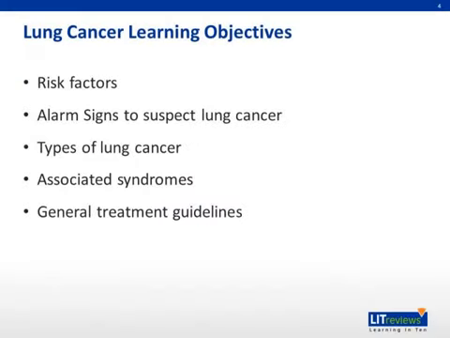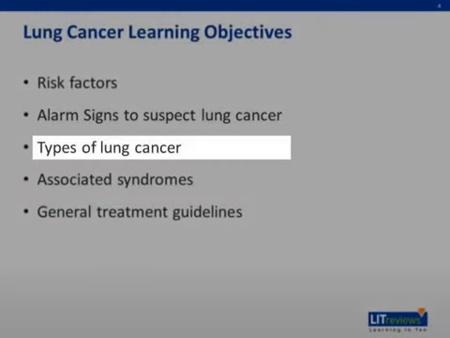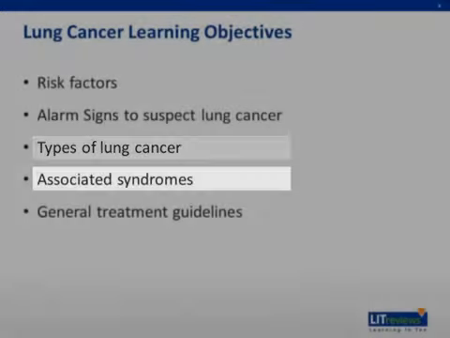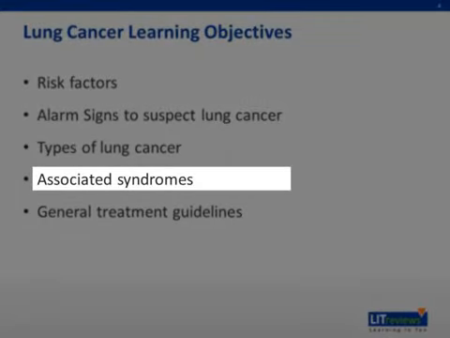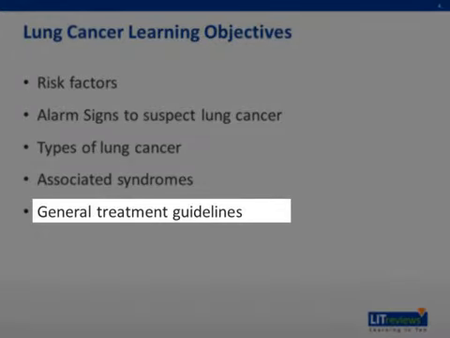So the goal here is to give you guys the important, high-yield topics in discussing lung cancer. The things that we're going to discuss today are risk factors, the alarm signs to suspect lung cancer, the different types of lung cancer, and typically we'll divide them into two main categories. And then from those two main categories, we'll break them down a little bit further. The associated syndromes, which are really, really important because you'll probably expect to get at least one or two questions on associated syndromes of lung cancer in your examination. And just general treatment guidelines. We're not going to go into detail on the therapies, but just general treatment guidelines.